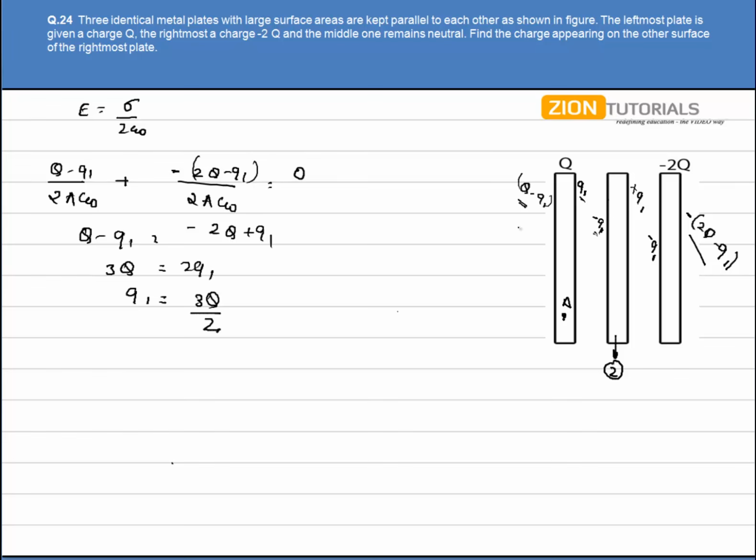Fine. So the charge appearing on the outer surface of the rightmost plate is given by minus of (2Q minus Q1). Substitute the value of Q1, minus 3Q by 2, comes out to be minus of Q by 2. That is the answer.